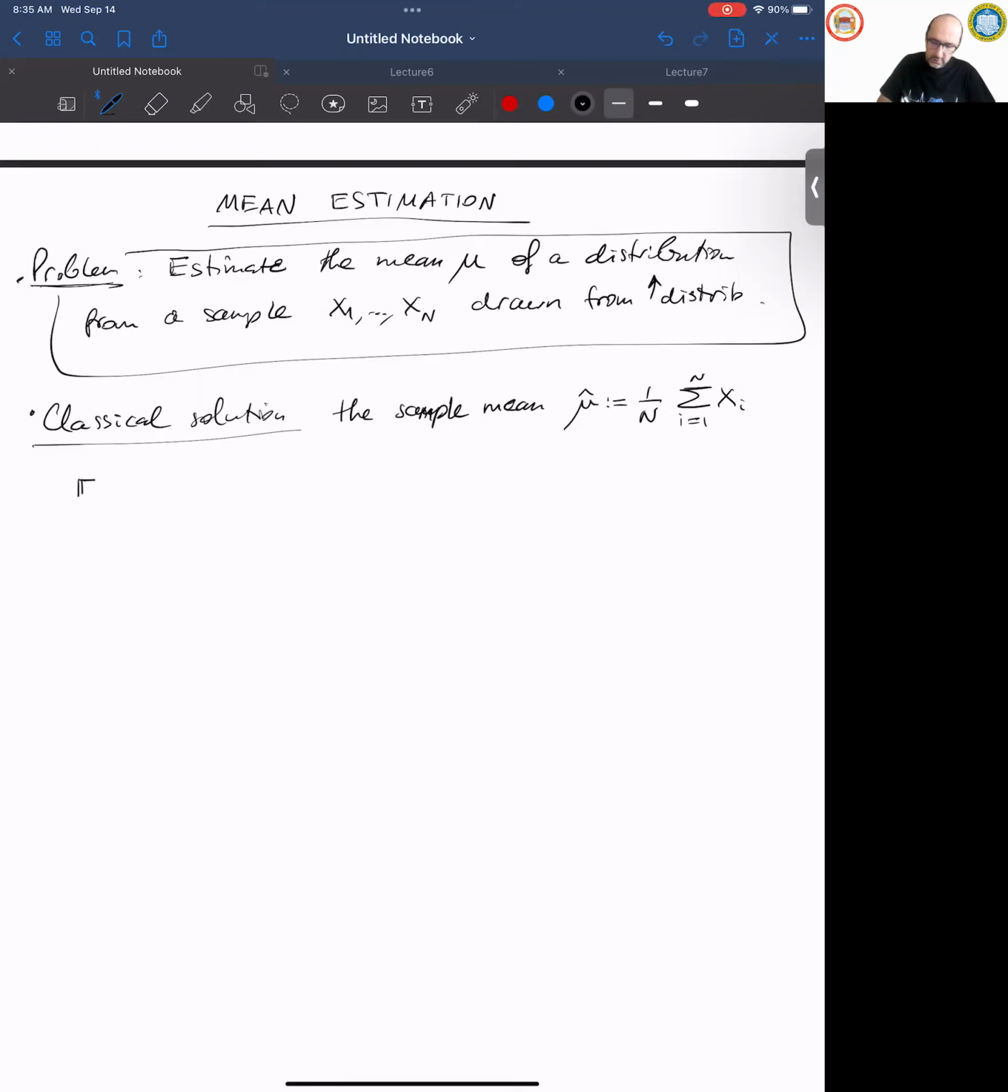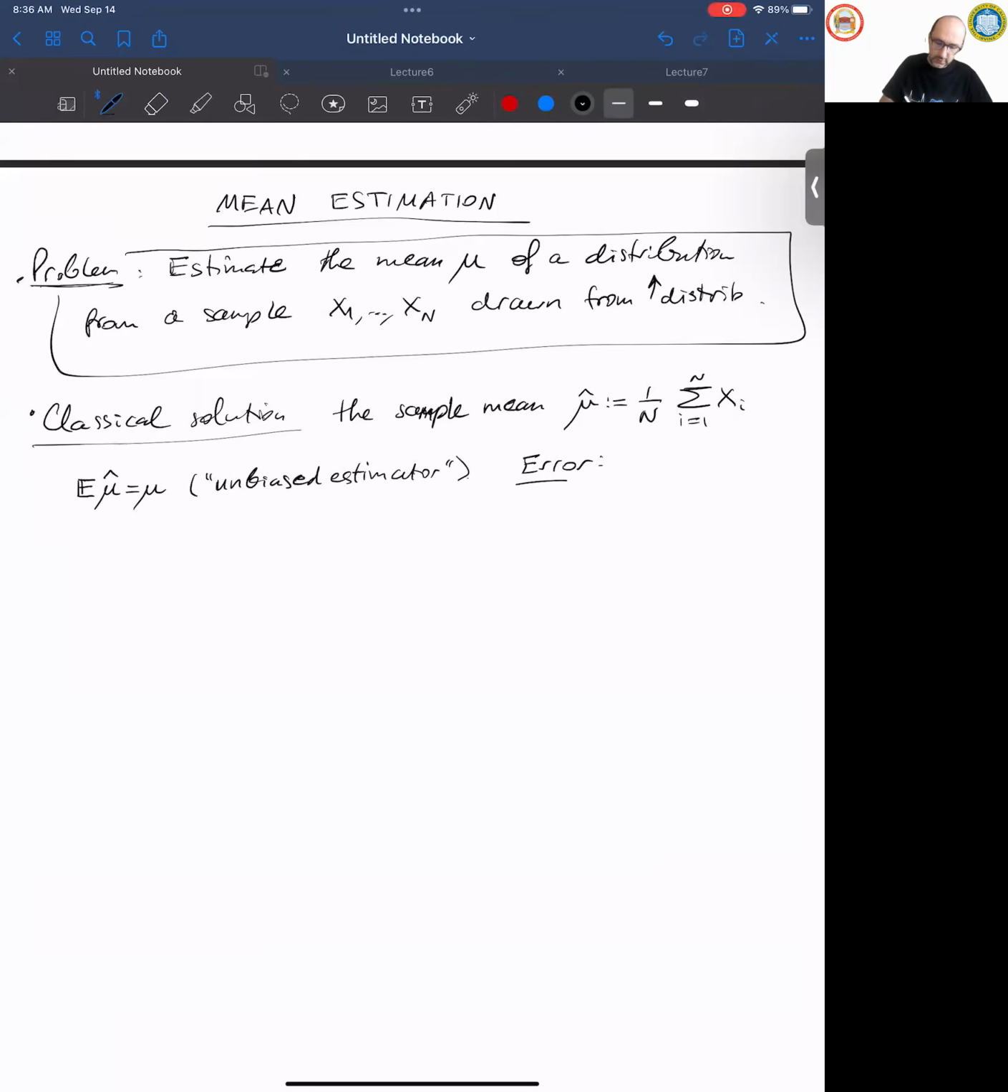Okay, so the expected value is good, right? The expected value of that estimator, by linearity, is mu. So this estimator is unbiased. Unbiased estimator, that's what we say in statistics. And the error, that's the more important thing now. The most important thing now is the error of this estimator.